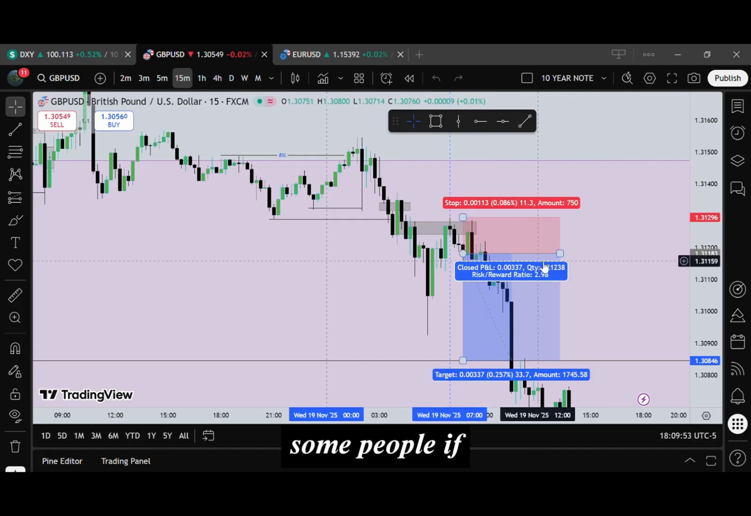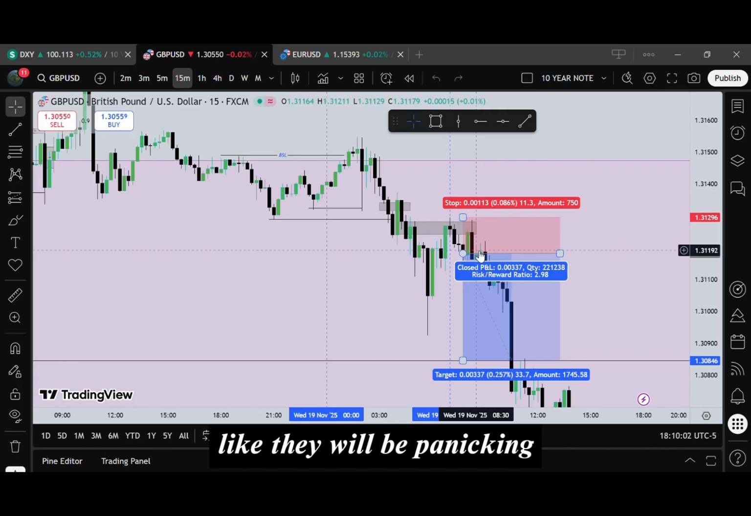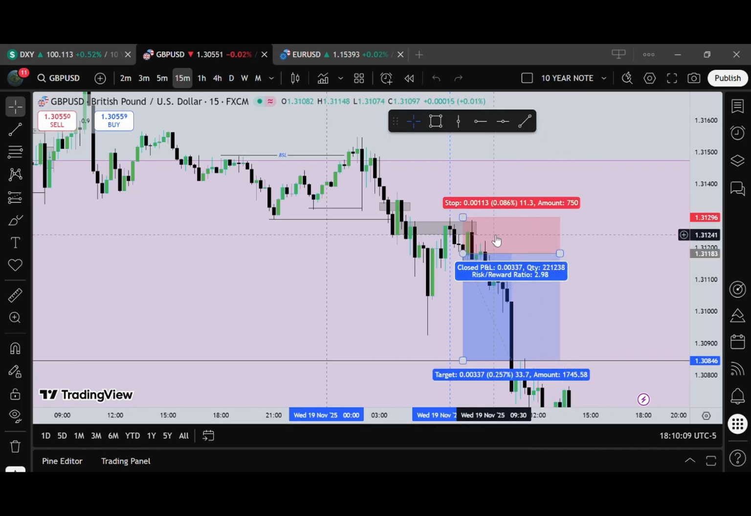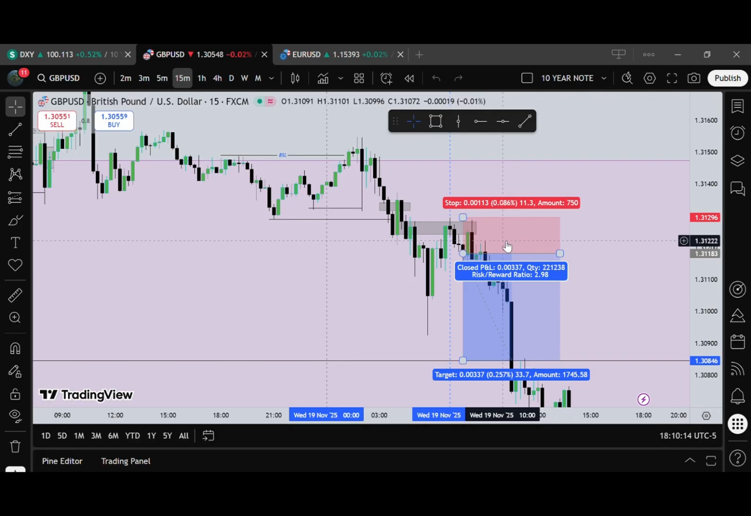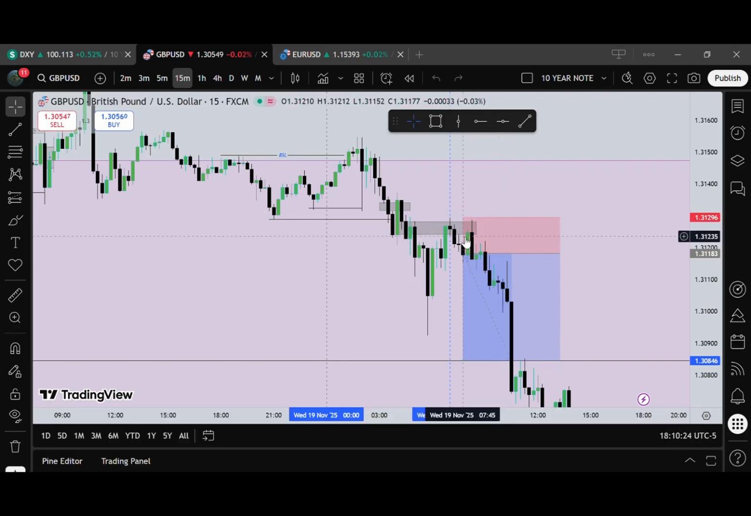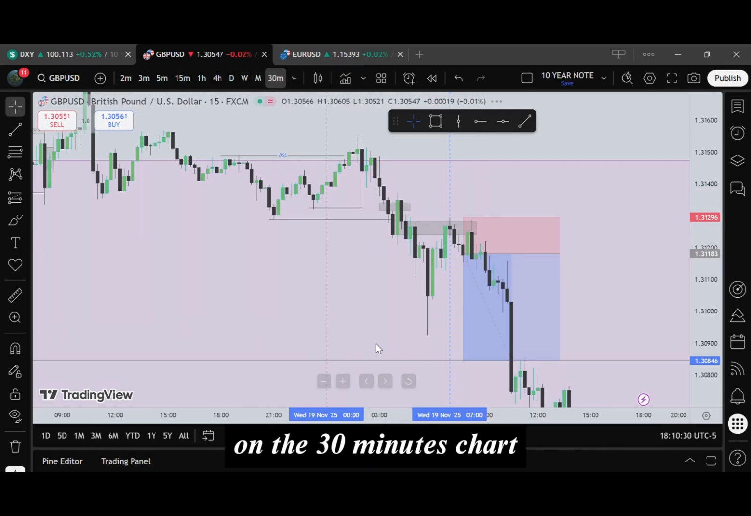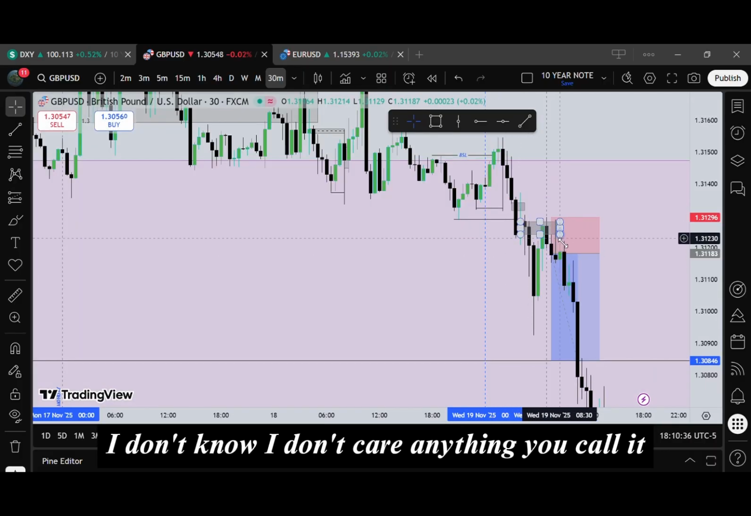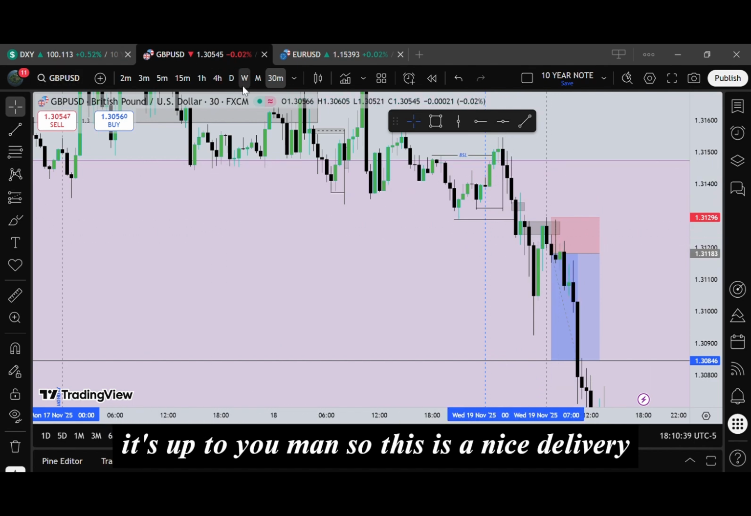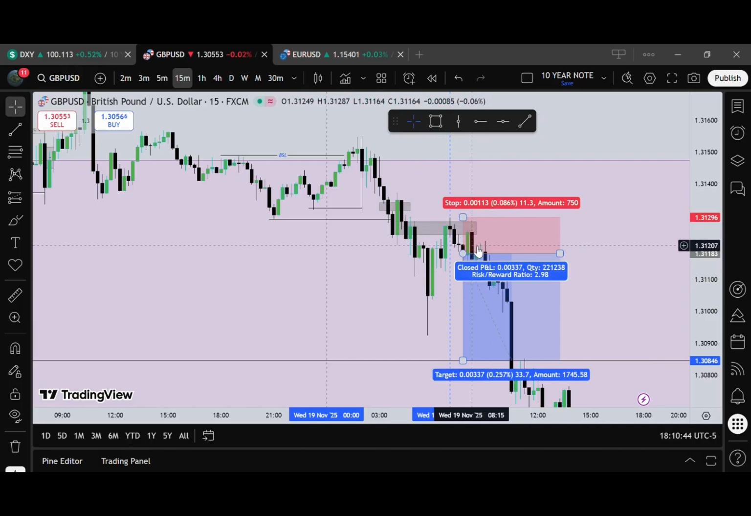Some people, if they are seeing something like this, like market is going against them, they will panic. They'll be closing their position. They'll panic. But if you know what you're doing, you don't need to panic. Though I didn't expect the market to move up to this point, maybe a little bit into this very shadow block on a 30 minute chart. This guy here. Some people might call it demand or whatever. I don't know. I don't care. Anything you call it, it's up to you, man. So this is a nice delivery. Really nice delivery.